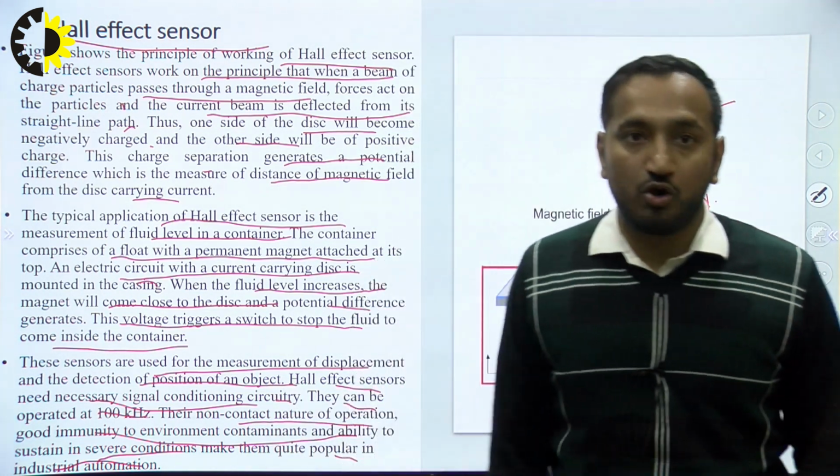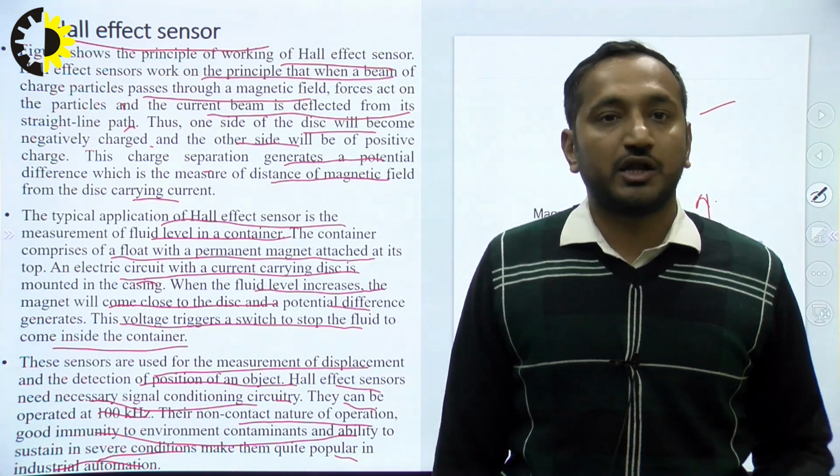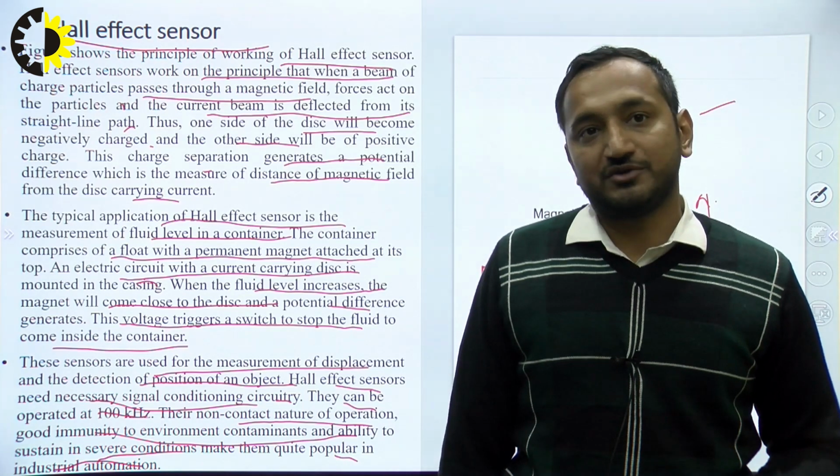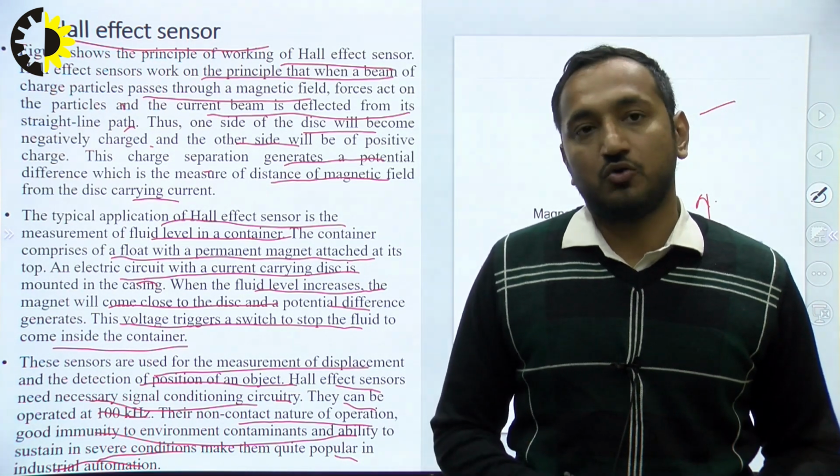All right, so that will be all. These two types of sensors are important from the exam point of view in the AKTU mechanical 5th semester subject of Mechatronics. So that is all that we will be studying right now in unit 2.